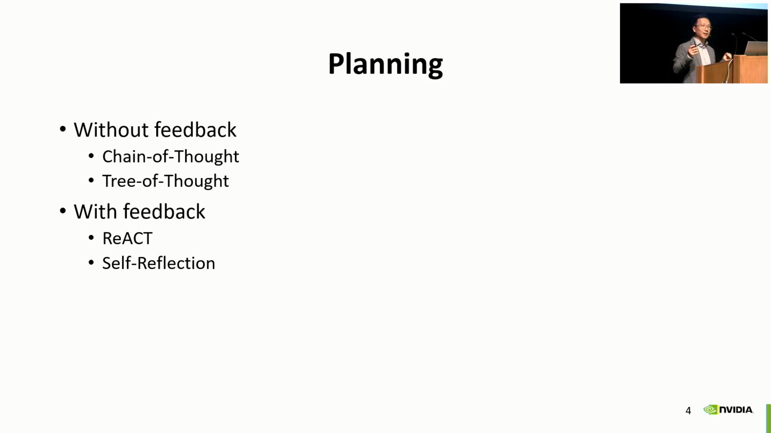The first component is planning. This is probably the most important component of the agent. There are 2 ways to do planning, either with feedback or without feedback. Chain of thought planning and tree of thought planning are without feedback, while ReAct and self-reflection are with feedback. I'll study them in detail.